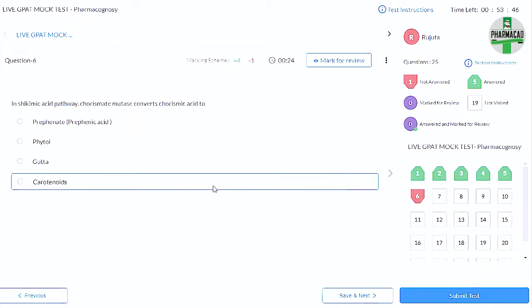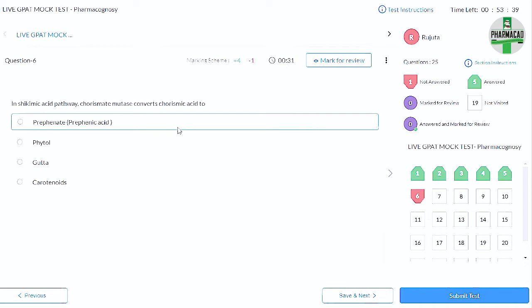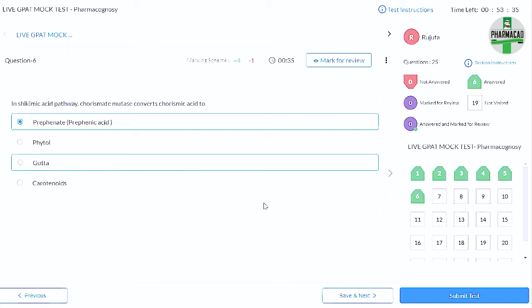I have read about shikimic acid. Chorismic acid is converted to prephenic acid or prephenate. So the correct option here is A. This is a memory type of question.